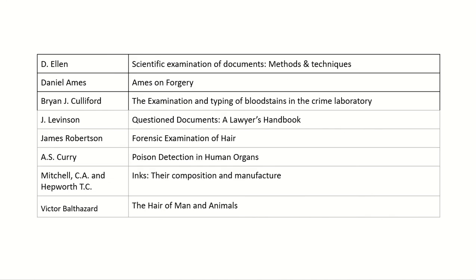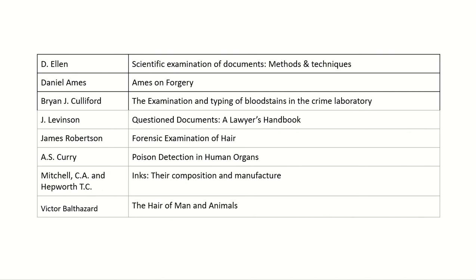D. Allen, Scientific Examination of Documents, Methods and Techniques. Daniel Ames, Aims on Forgery. Brian J. Culliford, The Examination and Typing of Blood Stains in the Crime Laboratory. J. Levinson, Questioned Documents, A Lawyer's Handbook.